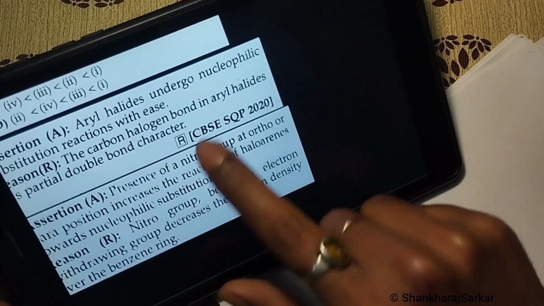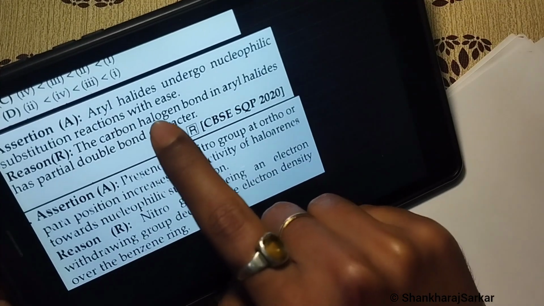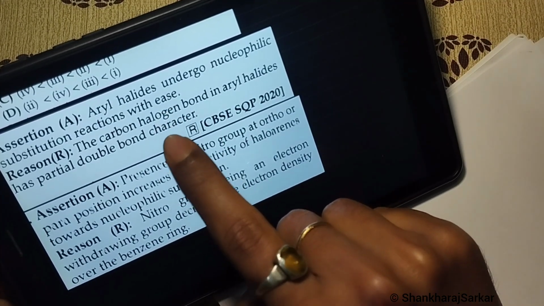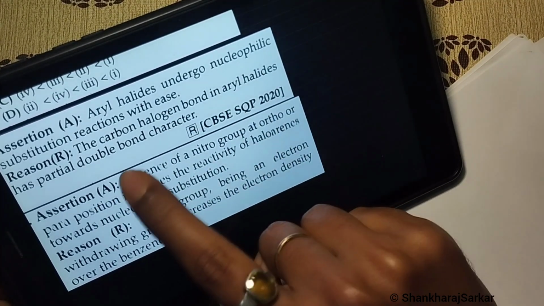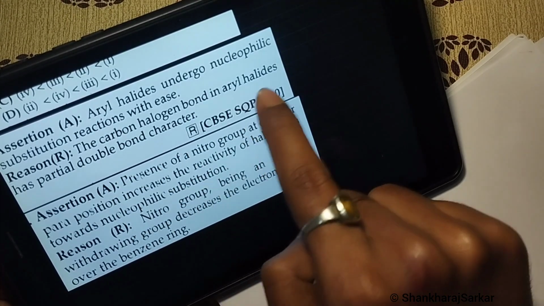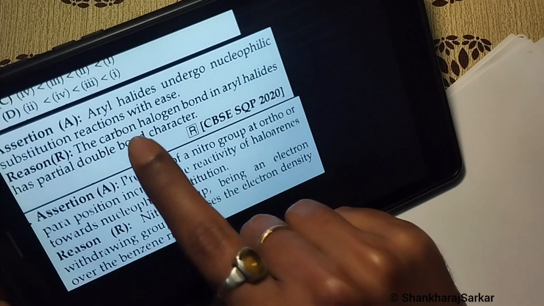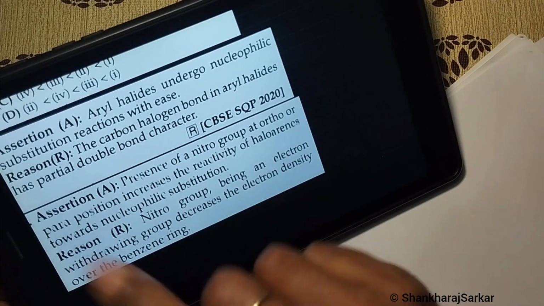Next, aryl halide undergoes nucleophilic substitution reaction with ease. According to the question, aryl halide easily undergoes nucleophilic substitution reaction, which is wrong. The carbon halogen bond in aryl halide has partial double bond character. This is correct, but A is wrong. So A wrong, R correct.